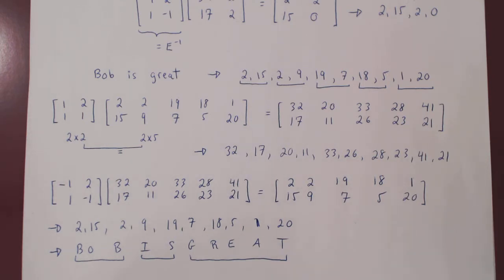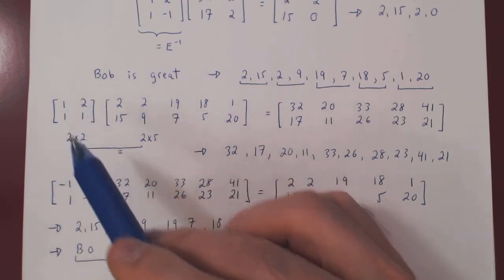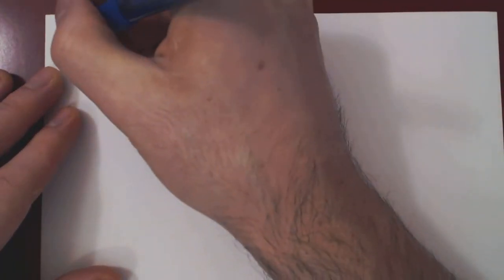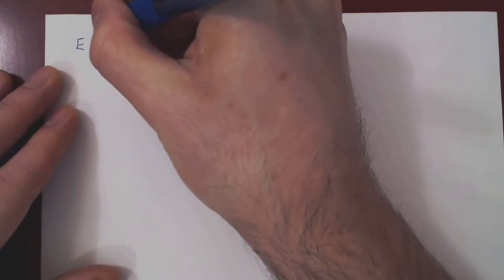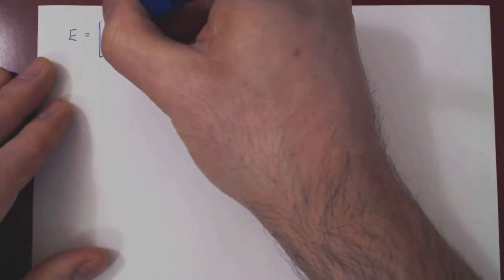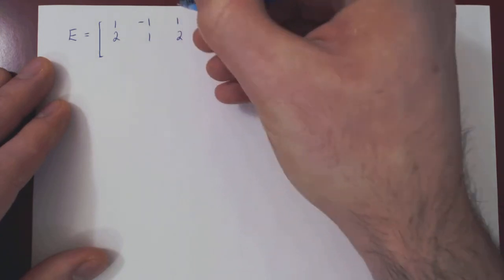Now as a last example, let's see what would have happened if instead of using a 2x2 encoder matrix, we had used a 3x3 encoder matrix. We won't go through the calculation, simply how you would set the matrices up. So suppose now that we use the following 3x3 encoder matrix. Let's take 1, -1, 1, 2, 1, 2, 1, 3, -1.